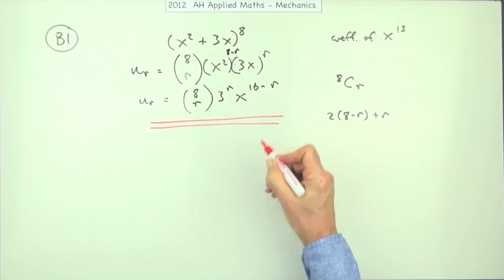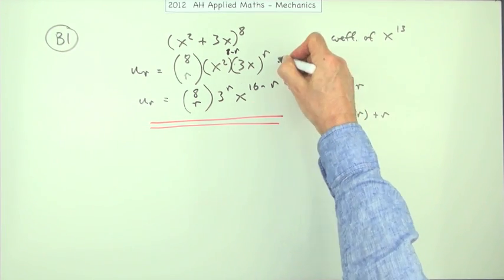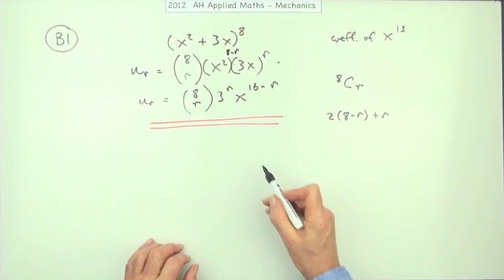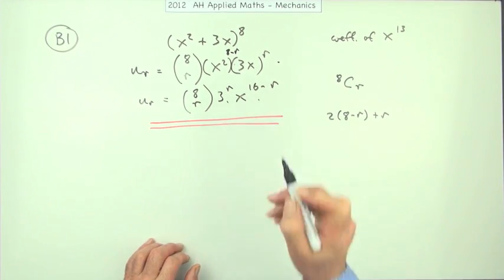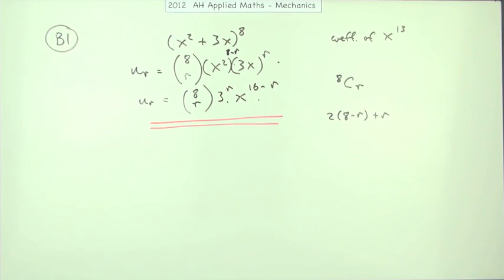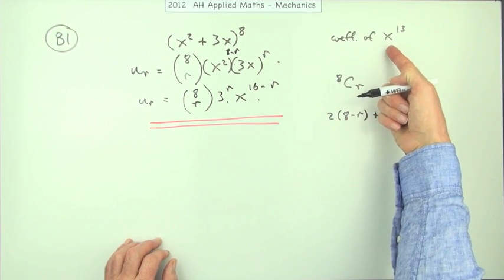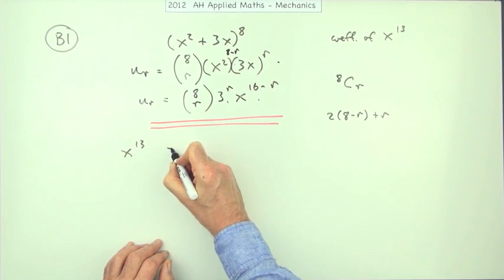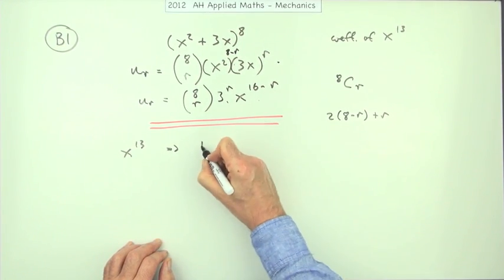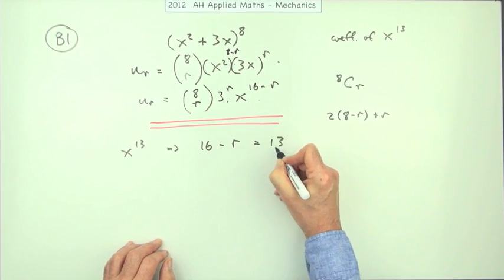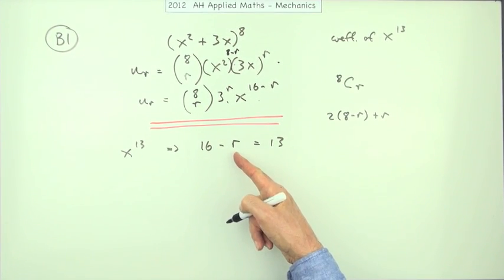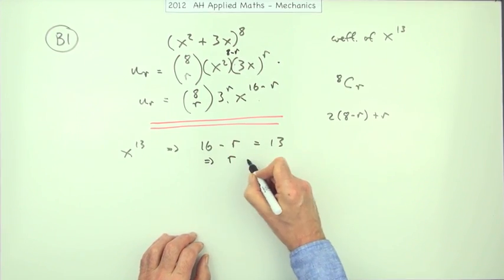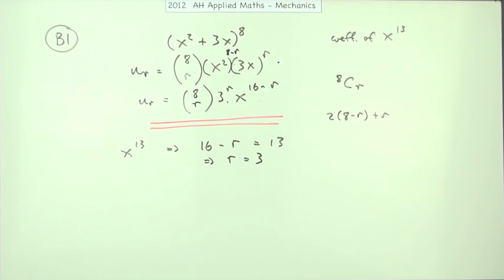Now that's 3 marks. 1 for stating that, and then 2 in here, presumably 1 for the numerical part and 1 for the power of x. Now for the second part. What's the coefficient of the term with x to the 13? Well, if it's x to the power 13, that means that that 16 minus r must make 13. That's a simple rearrangement. Take the r across, take the 13 across and subtract. That means r is 3, and that would be a mark.